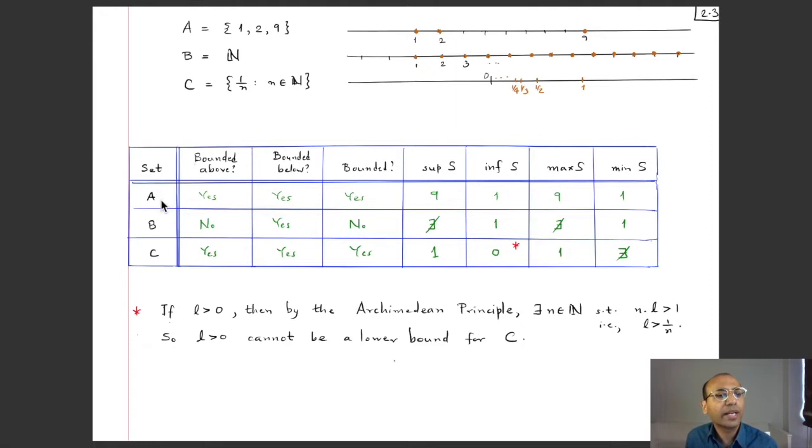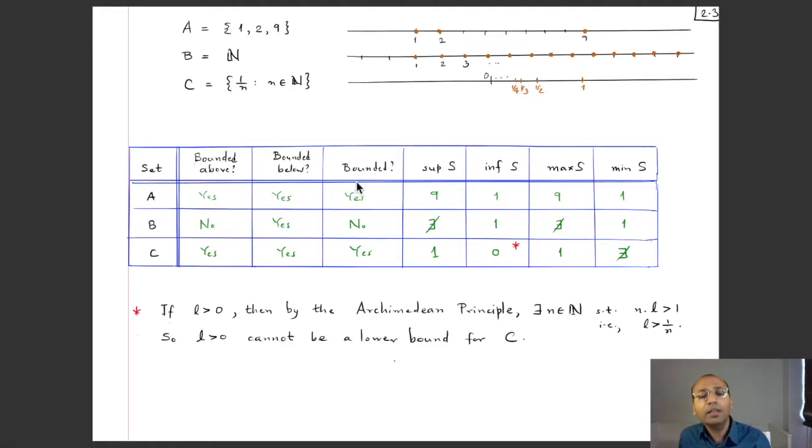So let's start with the set A. Now this set is bounded above. In fact, any number u which is bigger than or equal to 9 serves as an upper bound. We had seen that last time. So the set is certainly bounded above because the set of upper bounds is not empty. Is the set bounded below? The answer is again yes, because any L which is less than or equal to 1 serves as a lower bound. So this set is also bounded below.